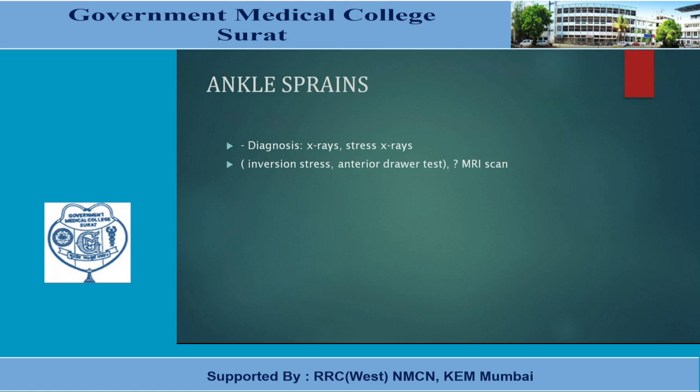Now, diagnosis. How do you diagnose the ankle sprain? The first is the X-ray, and another is a stress X-ray. So stress X-ray is a weight-bearing X-ray. If we do the X-ray in supine position, there might be no weight bearing over the ankle joint, so there may be structural relaxation. If we do the weight-bearing X-ray, there might be weight over the ankle joint.